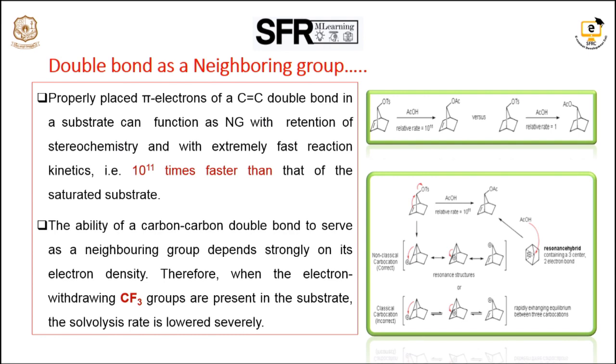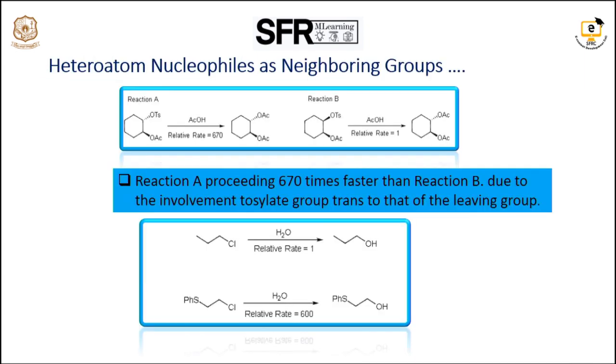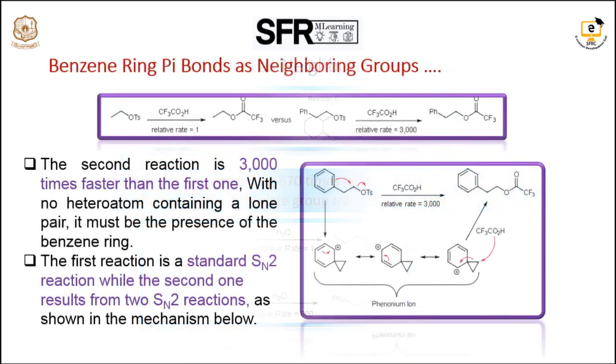Properly placed pi electrons of a carbon-carbon double bond in a substrate can function as a neighboring group. Here the stereochemistry is again a retention, which is extremely fast, following very fast reaction kinetics. The rate is 10 power 11 times faster than that of the saturated substrate. We can see that example in the table, that is in the box.